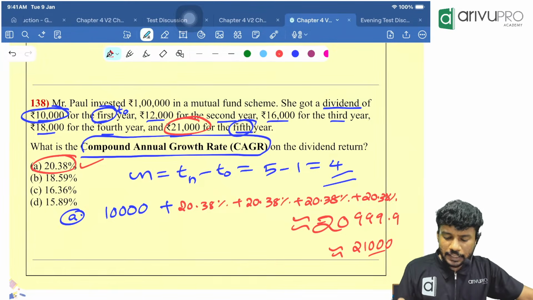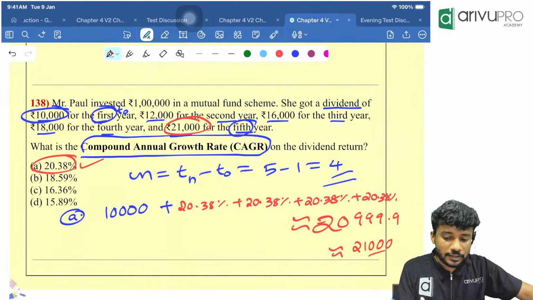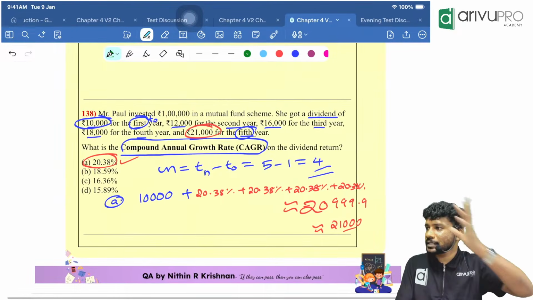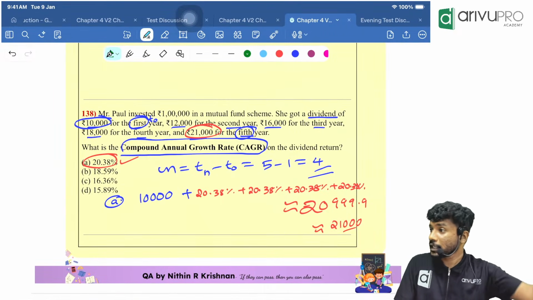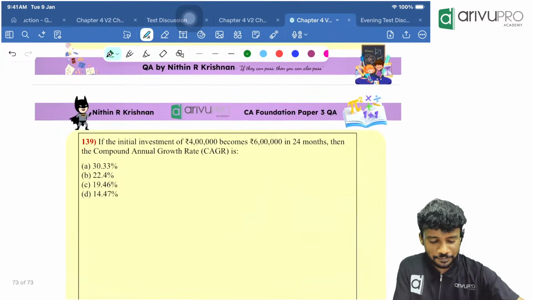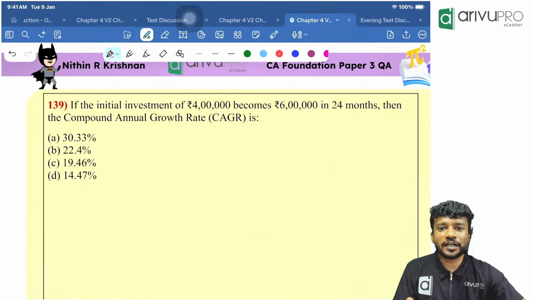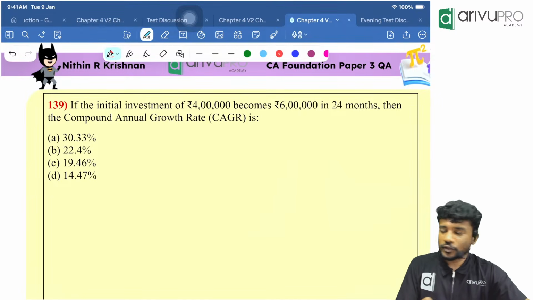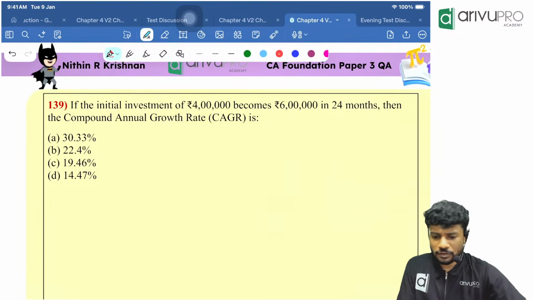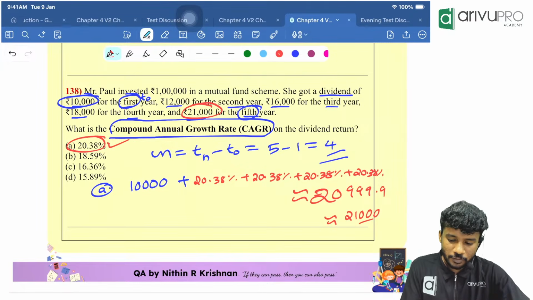Everyone online, can you confirm that option A is the answer? If so, can I take you to the next question? Will the formula give a different answer? No, the formula will give you the same answer. Two methods will never give two different answers. It will always give the same answer, though through the formula it will be time consuming. That's the answer, 20.38.